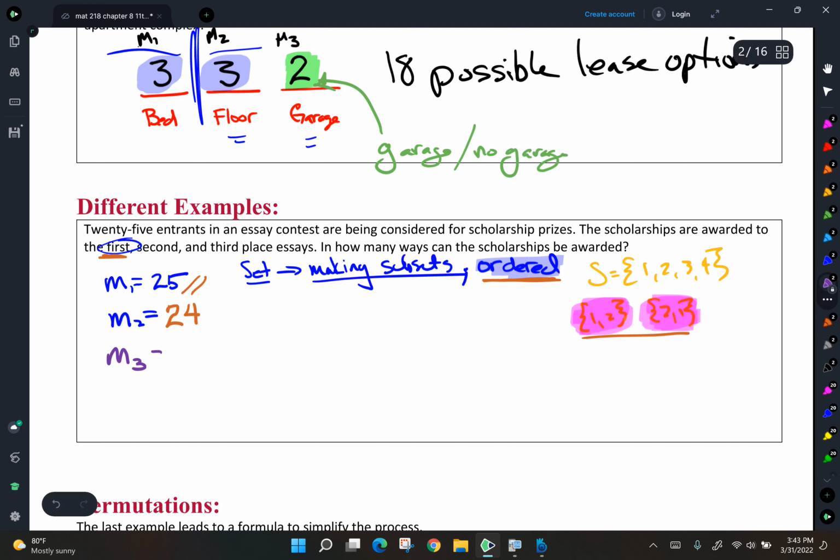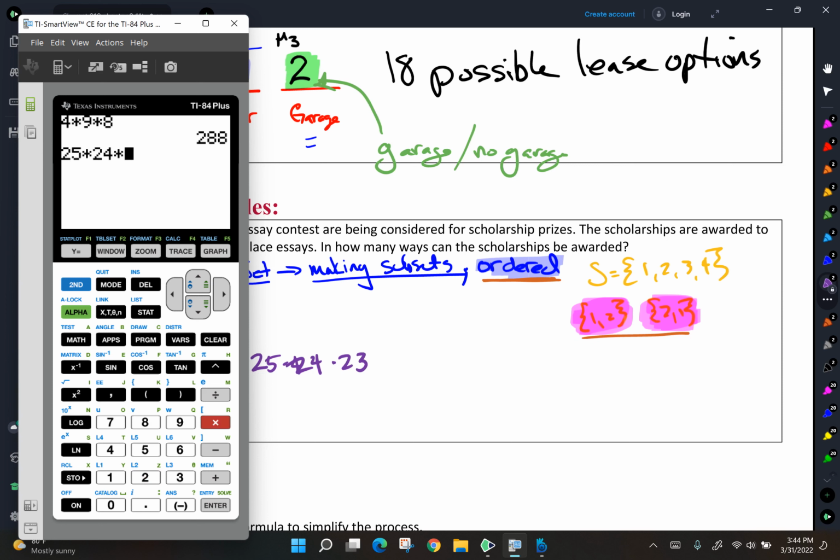And then the total number of ways the scholarships can be awarded is going to end up being 25 times 24 times 23. And let's see, grab my calculator. 25 times 24 times 23. 13,800. So it appears that there are 13,800 ways to give the scholarships.